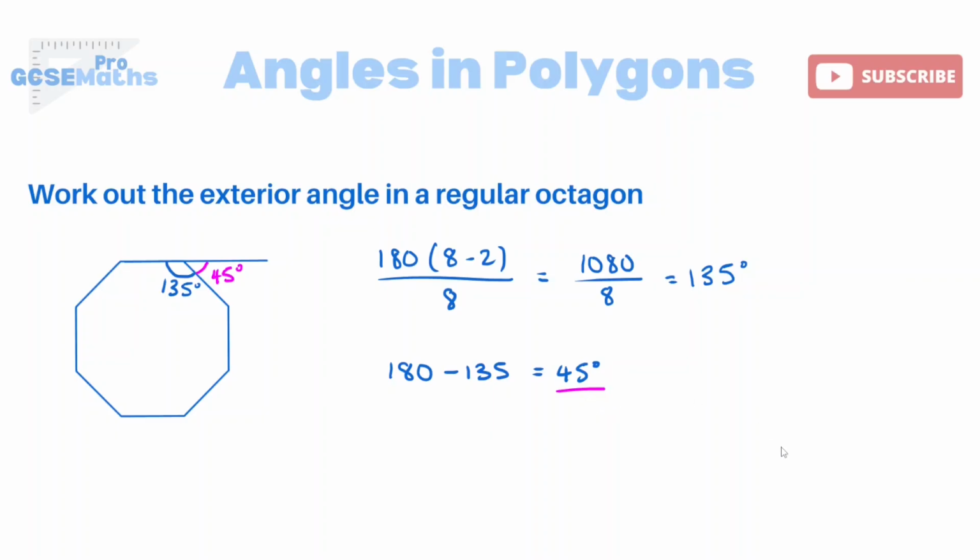Okay, really straightforward, but if you didn't know what it was, again, you might assume that the exterior angle is all of this. That's what I assumed when I first saw it. But it's not. It's as if it were on a straight line.